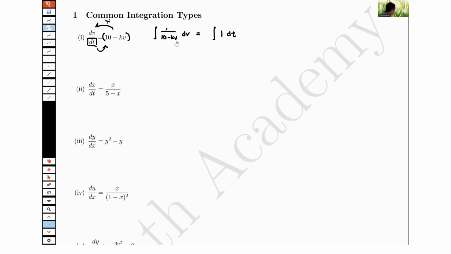On the left-hand side, this is your f prime over f(x). So you will get a negative k, and we balance outside with 1 over minus k. So 1 over minus k ln of your denominator. And the right-hand side, t plus c.